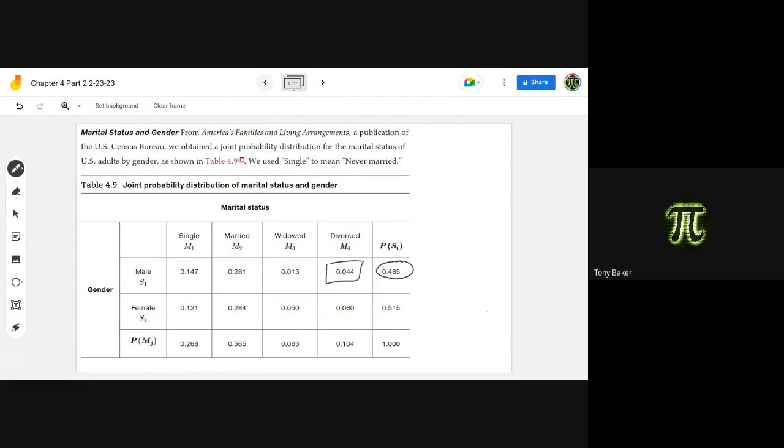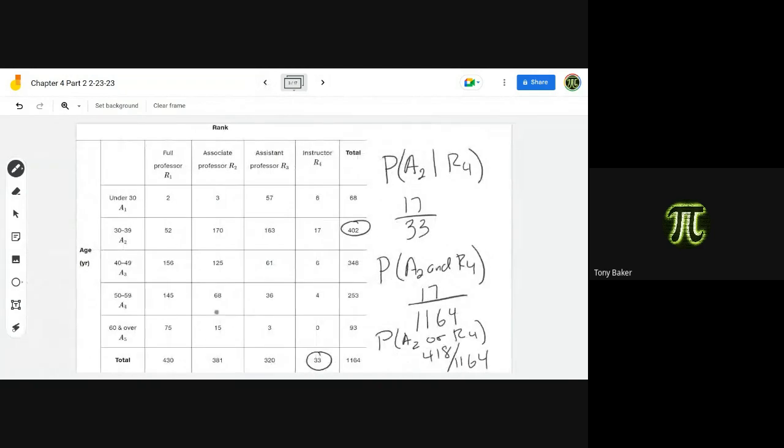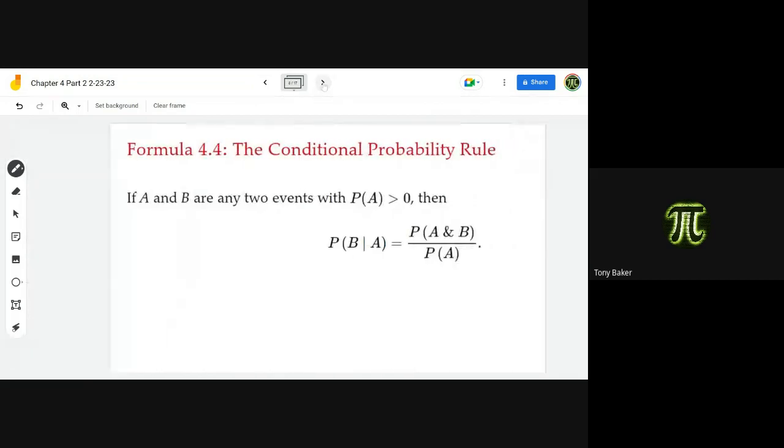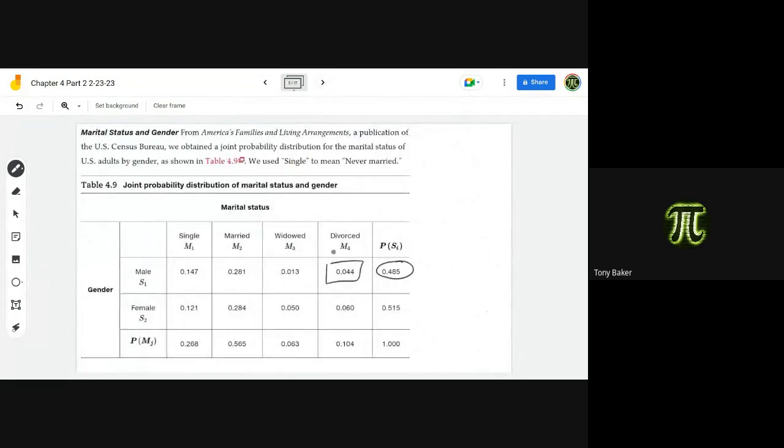In this problem, unlike the one we looked at over here, these were counts. These are the number of people, so to find the probability we had to do the division. In this one, they already found the probability of each of those events occurring in the total population, and now you're looking for the conditional probability. You can tell because my total right here is 1. That tells you this is all probability.